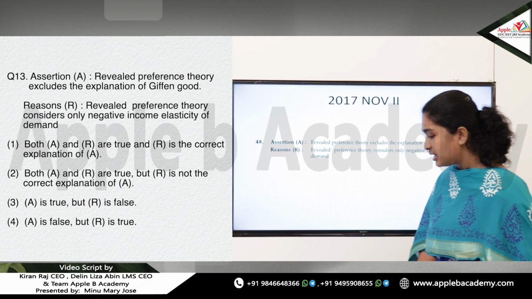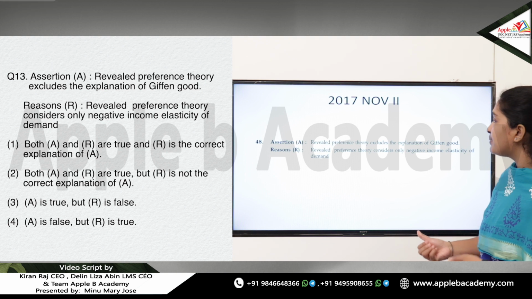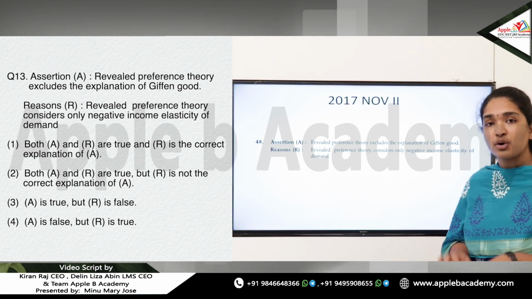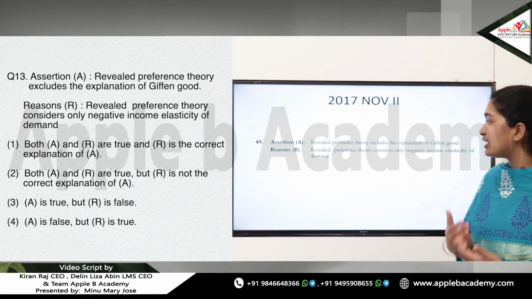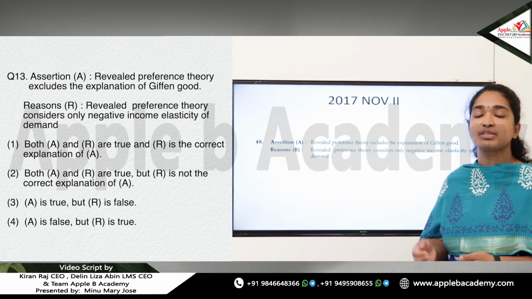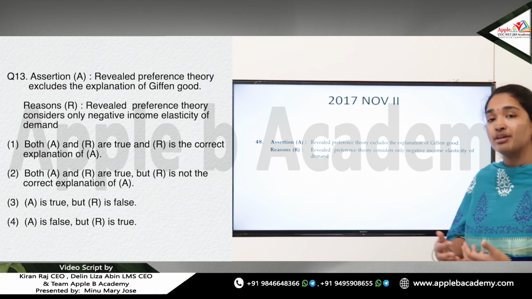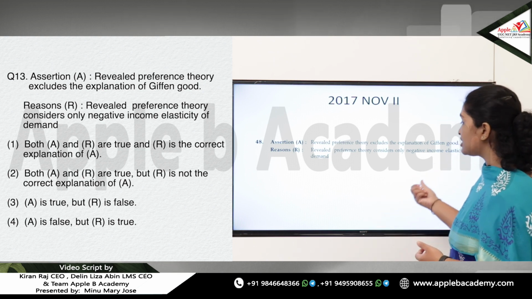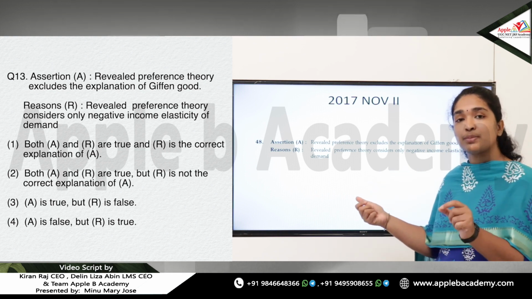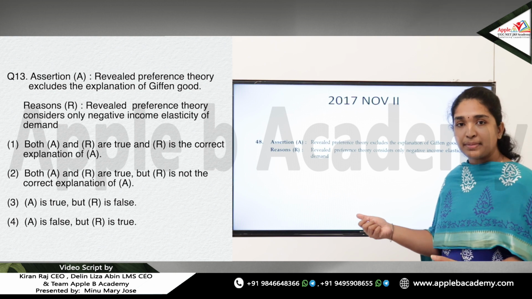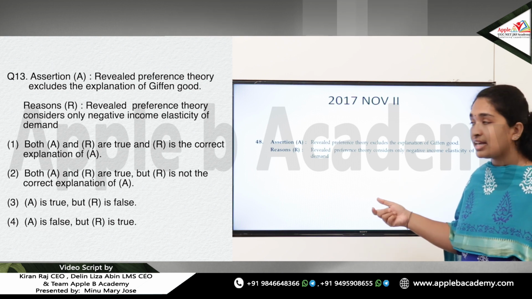So if we check this assertion and the reason given below, we can know that revealed preference theory only explained the positive income elasticity of consumers' demand, and it did not have any explanation for how consumer behavior can change according to the nature of goods, especially in the case of Giffen goods. Because it only explained the positive income elasticity of consumers' demand, the assertion is true.